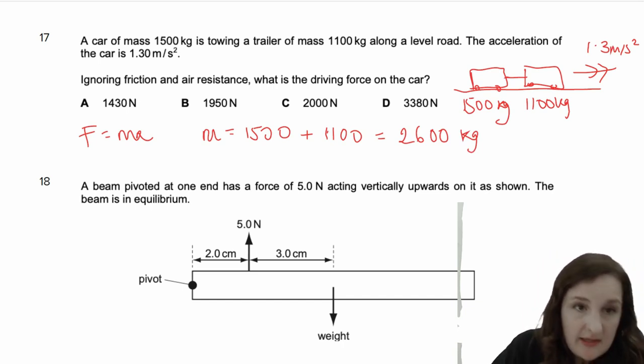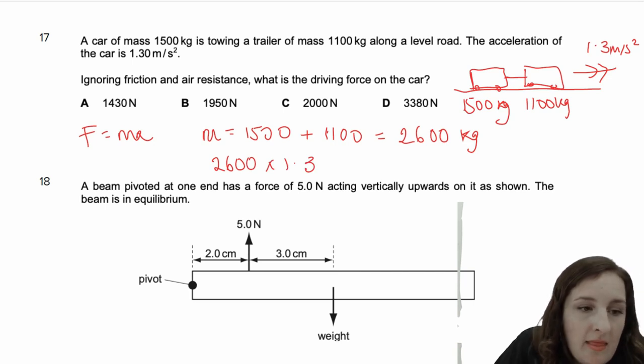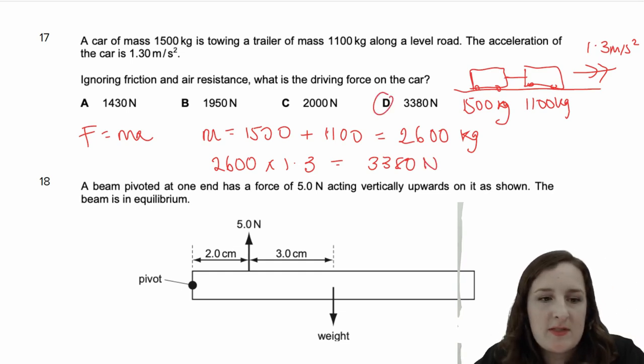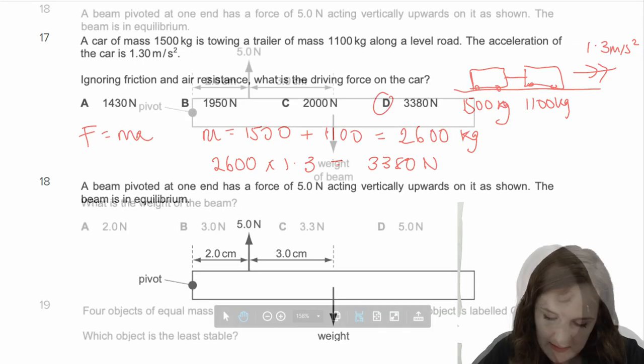And then I'm just going to plug that into F equals ma, and I'm going to have 2600 multiplied by 1.3, which is given in the question. And that gives me my answer straight away. It gives me 3380 newtons, which makes the answer D. So quite a straightforward one there. Just don't forget that the total mass is important.